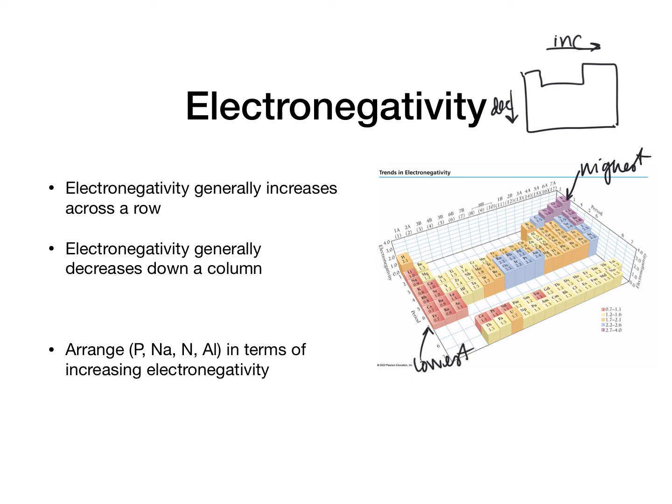So if we pretend we can't see this graphic on the right, and we attempt to arrange phosphorus, sodium, nitrogen, and aluminum in order of increasing electronegativity, these elements are all in the same row, so we just rank them from left to right, where sodium is the least electronegative and nitrogen is the most, followed by phosphorus and aluminum. So we can rank these, and the difference between these is going to tell us about how they function in a bond, because electronegative atoms may or may not be electronegative in a bond.